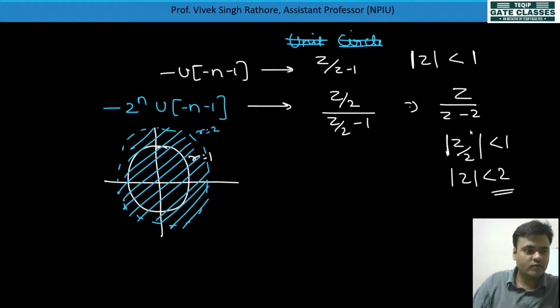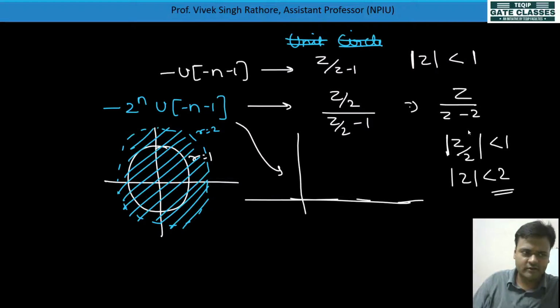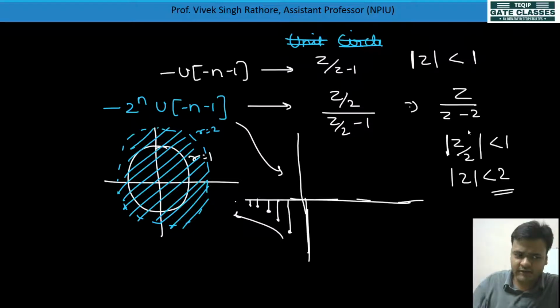So now you can tell me, or directly plot this signal in time domain. What will you get? First of all, it is a left-hand side signal, u of minus n minus 1 will be there, and this signal will be 2 to the power n, with n ranging from minus 1 to minus infinity, so the values will go on like this. So is it absolutely summable? Obviously the value is tending to 0, right? So this is absolutely summable.